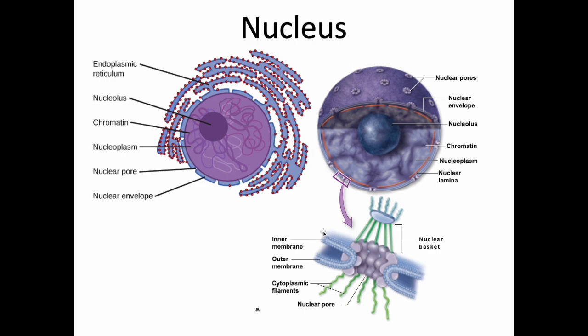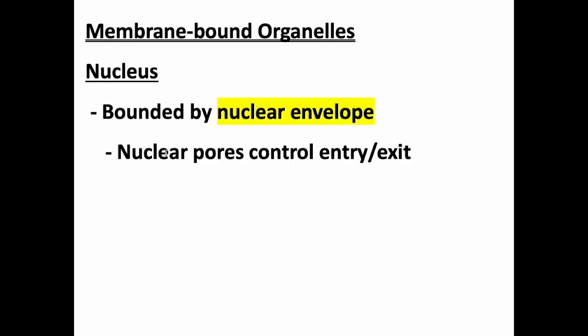We do need to be able to send stuff in and out. This is done through structures called nuclear pores, which very carefully control what gets to go in and what gets to go out. Again, a highly protected part of the cell. So the nucleus is bounded by the nuclear envelope. And again, we just saw that. The key terms define this as a double membrane structure that constitutes the nucleus's outermost portion. So the nucleus has a double membrane, and nuclear pores control entry and exit.